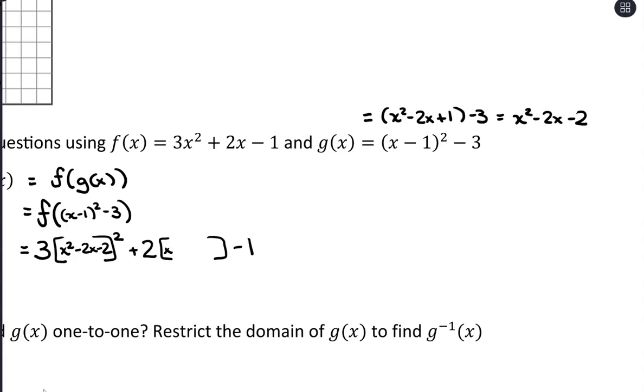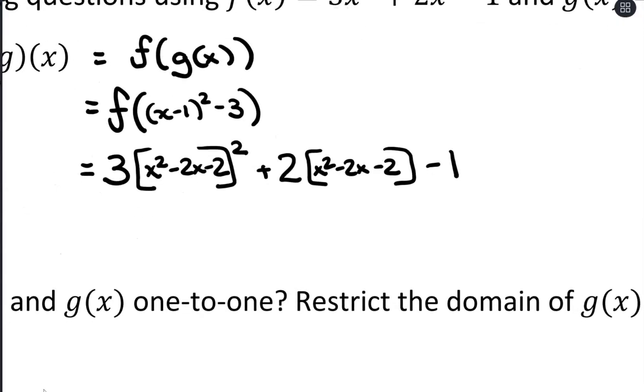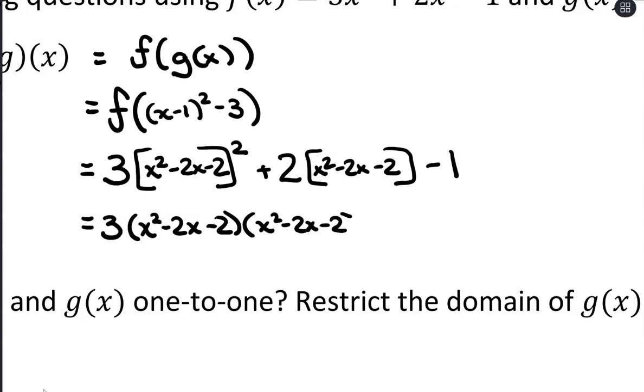And x squared minus 2x minus 2. Okay, it's going to be tricky here, and I'm going to write this out as all of that squared is the same as having x squared minus 2x minus 2 times x squared minus 2x minus 2. And then I'm going to go plus, and I'm going to go ahead and distribute that 2 in, so that'll be a 2x squared minus 4x minus 4 and minus 1.